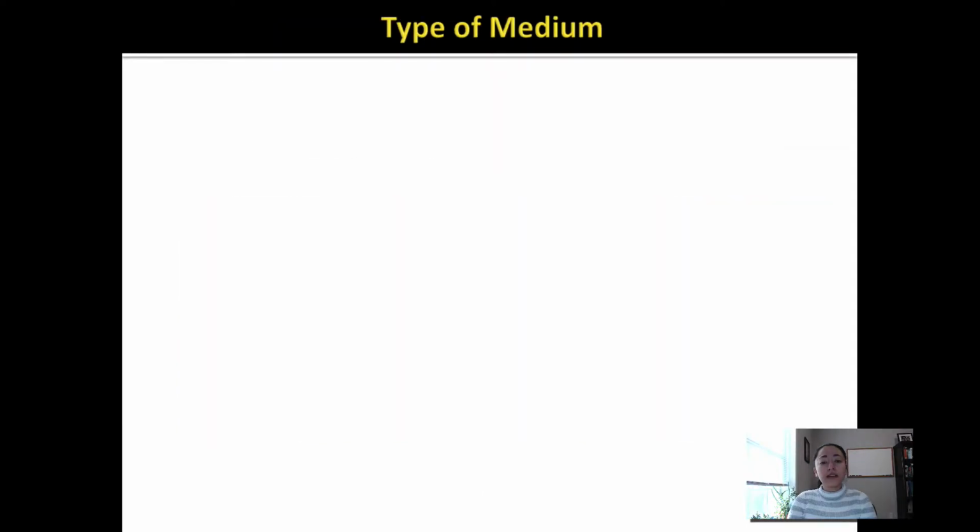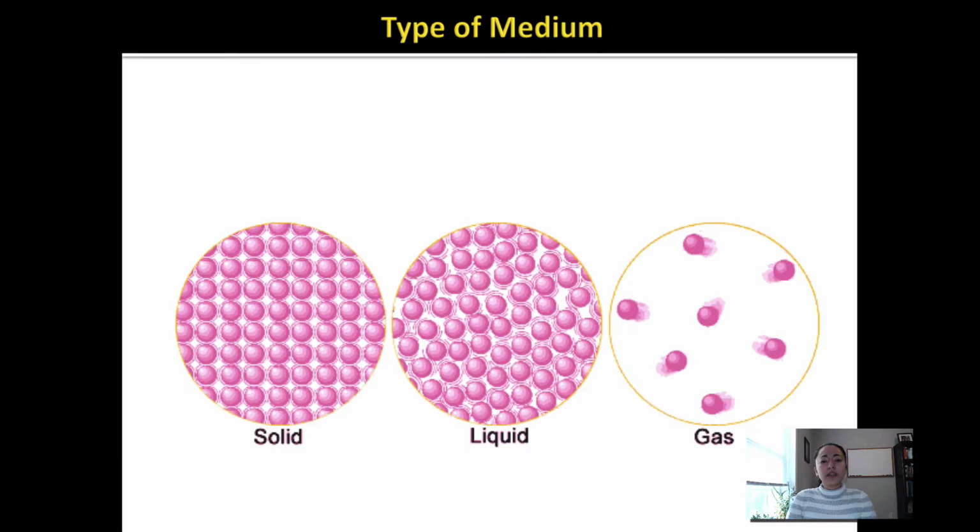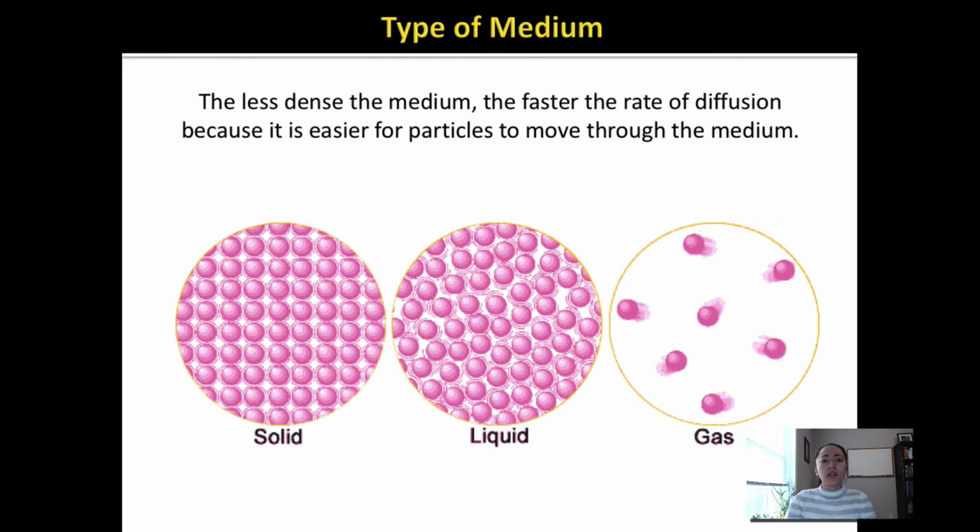Let's look at the effect of the type of medium on the diffusion of a solute. So here you can see three different types of medium: a solid, a liquid, and a gas. And if a solute were to move through each one of these, which one do you think will move at the fastest rate? What you would expect to see is that the less dense the medium, so as you go from a solid, liquid, to a gas, the faster the rate of diffusion. This should occur because it's easier for particles to move through a less dense medium.